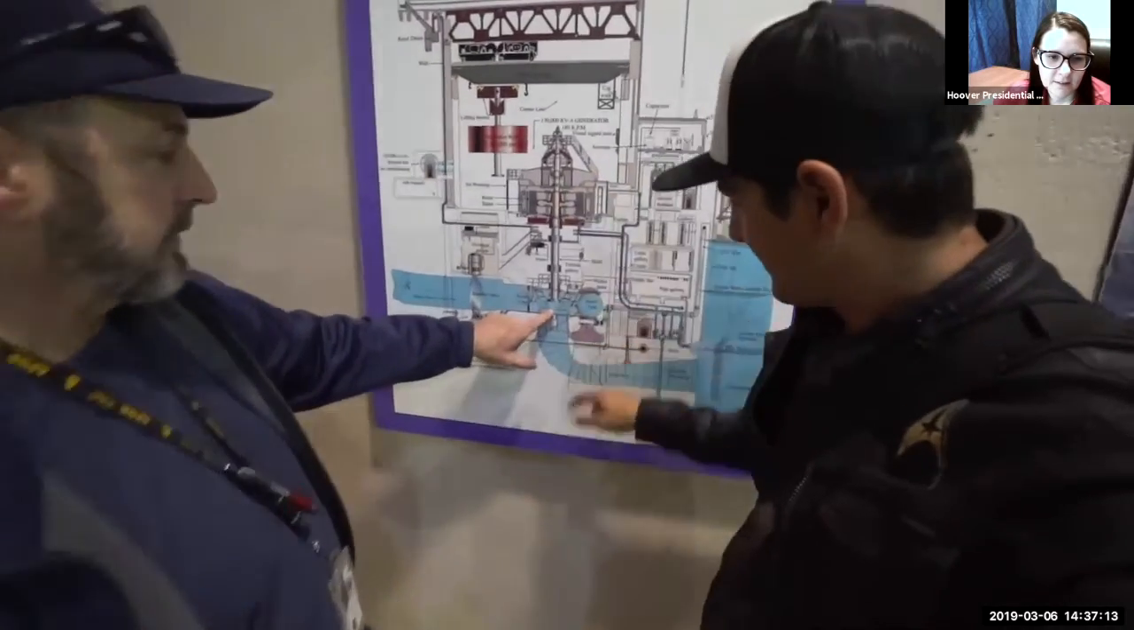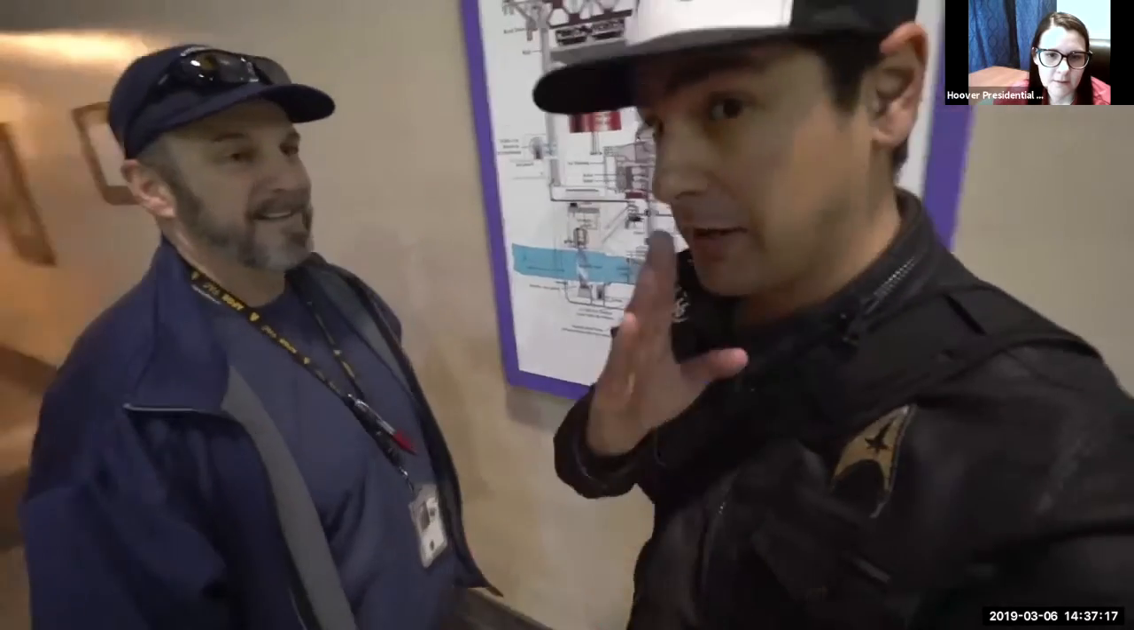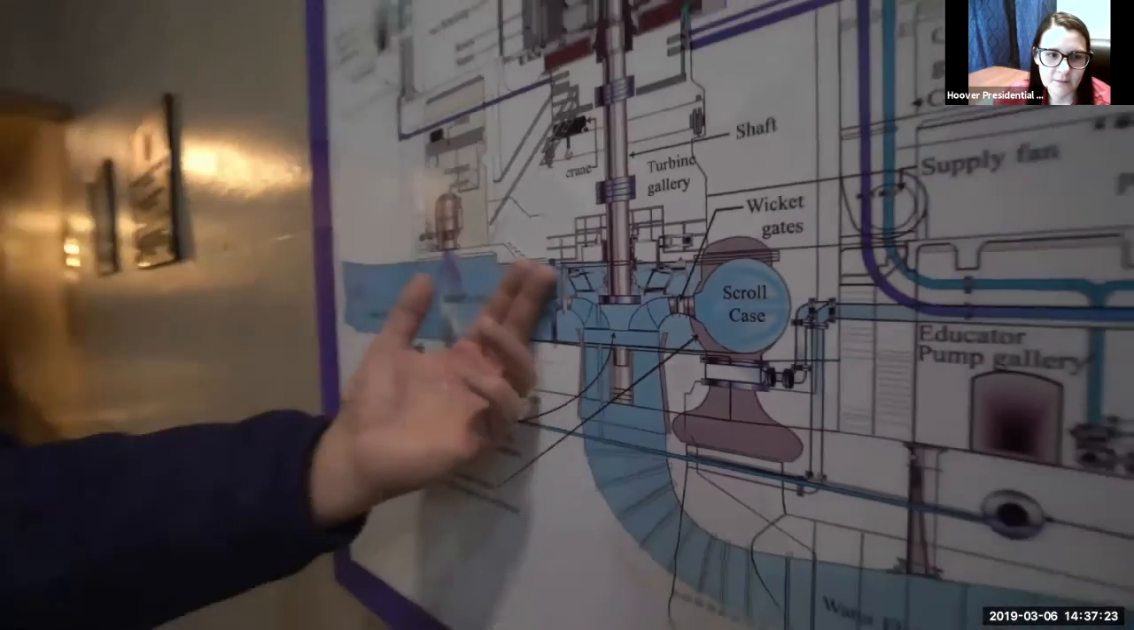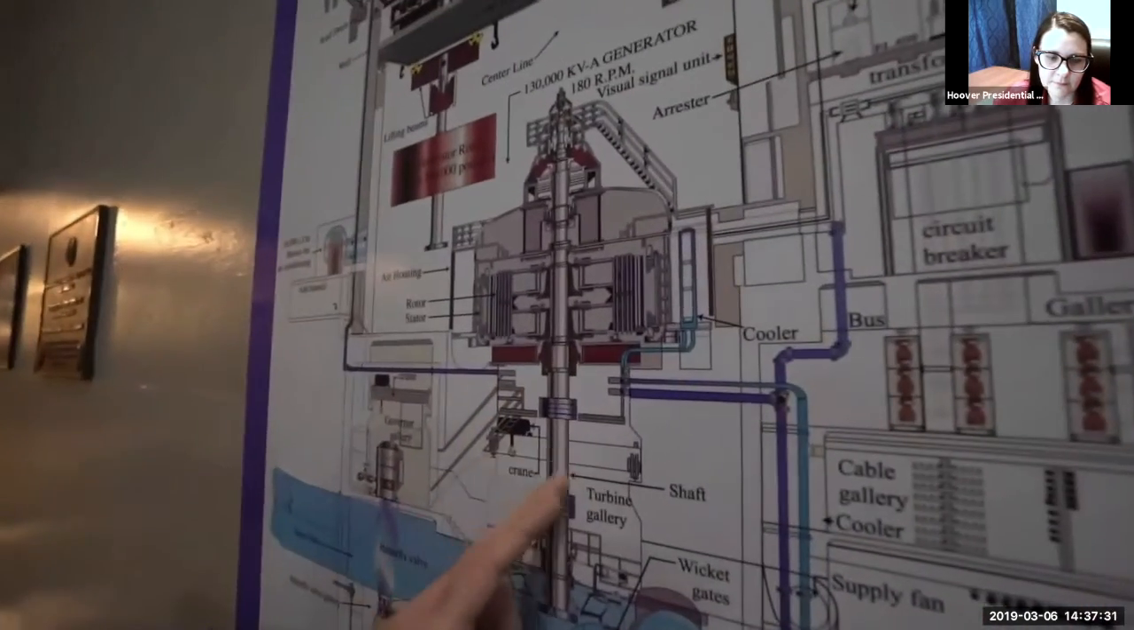The turbine is actually right here around the scroll case. I'm sorry. The turbine's here, and then basically it takes the pressure of the water flowing through, turns the turbine, which transmits that energy into mechanical energy through the shaft and the rotor.